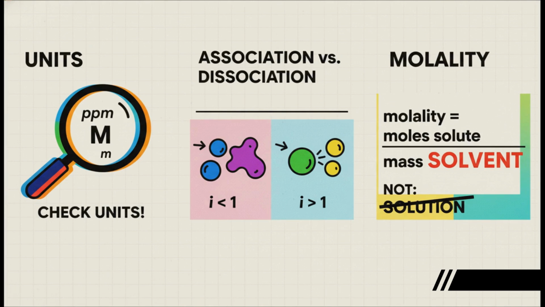Second, don't mix up association and dissociation. Just remember, association means fewer particles, so i is less than 1. Dissociation means more particles, so i is greater than 1. And third, this is a tiny but critical detail. Molality uses the mass of the solvent in the denominator, not the whole solution. That one little word can change everything.